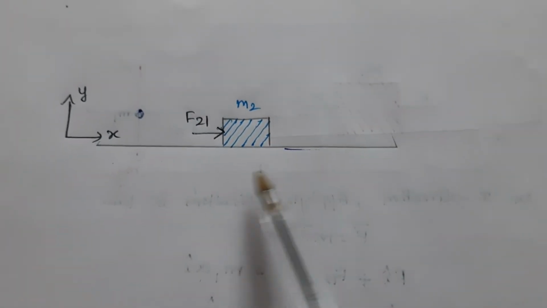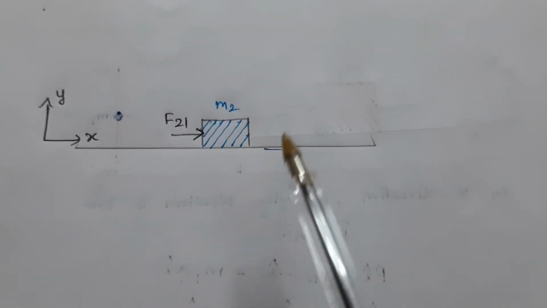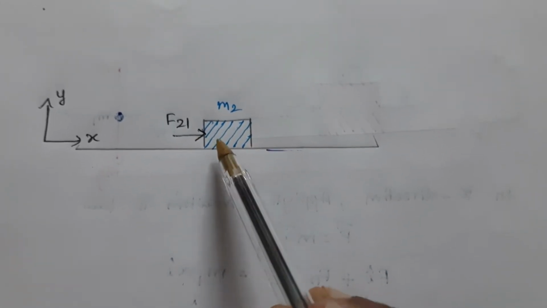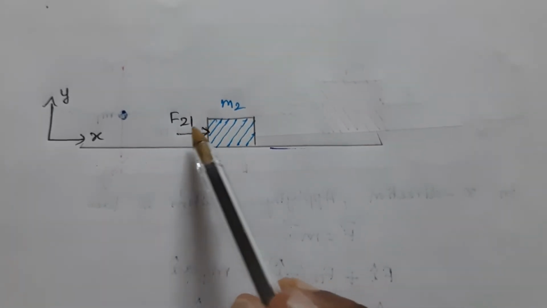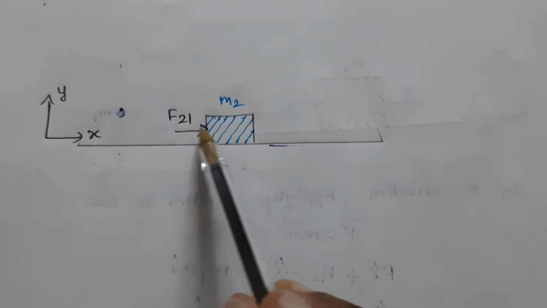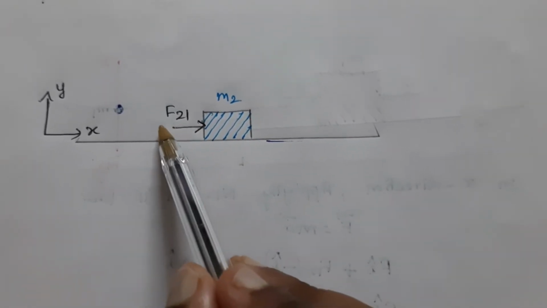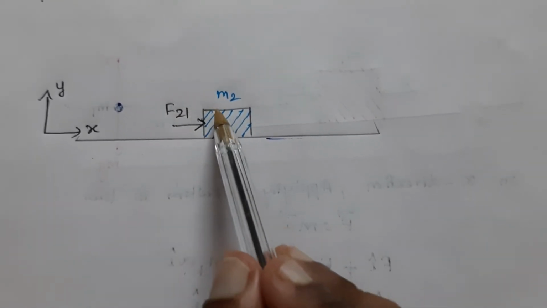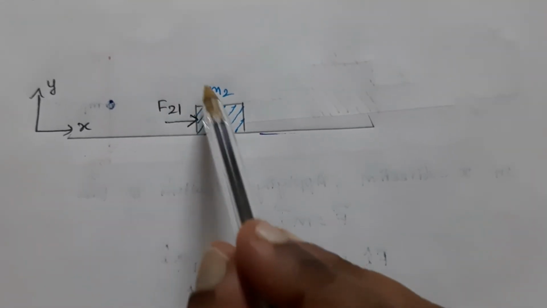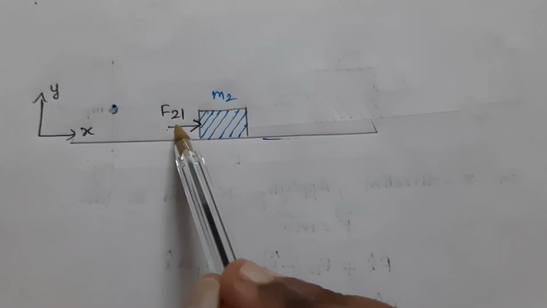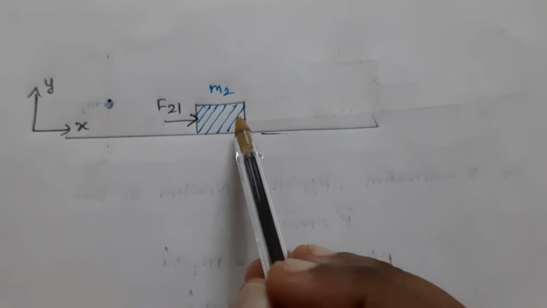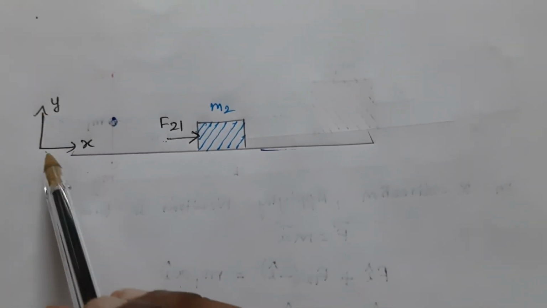Now we'll take the mass m2. In the mass m2, only one force is acting in the horizontal direction. What is the force acting here? That is the force exerted by m1 on m2. That is F21. Here we are taking the x-axis and y-axis.